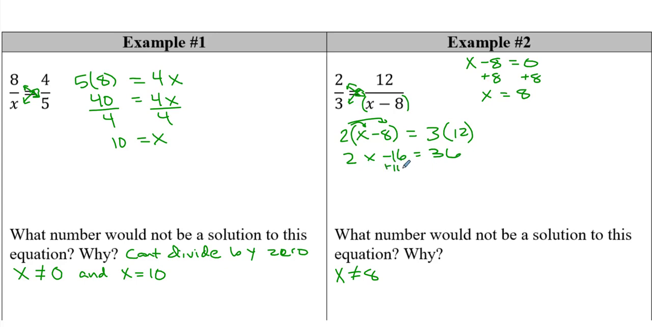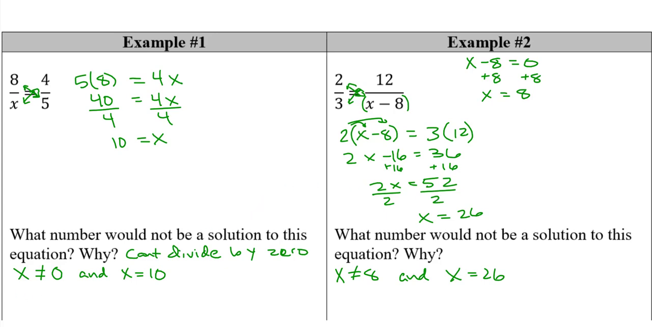So we get 2x minus 16 is equal to 36, and then we add the 16 to both sides, and we get 2x is equal to 52. I think that's 52, 36, 46, 52. And then we divide both sides by 2 for a value of 26. So we know that 26 would make a set of equivalent expressions. So we know that x can equal 26 and it cannot equal 8. So we need to find the restriction and we need to find the solution.